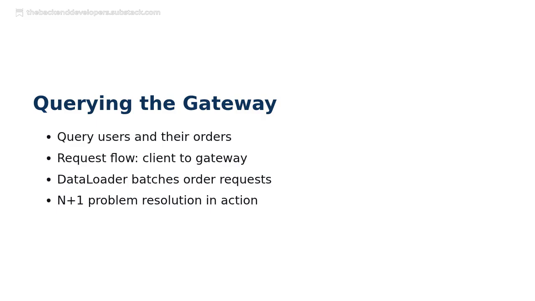Querying the gateway involves a client requesting users and their associated orders. The request flow starts at the client, which hits the gateway. Here, we utilize DataLoader to batch order requests, effectively solving the N+1 problem. This allows us to gather all necessary data in fewer calls, enhancing performance and efficiency in data retrieval.